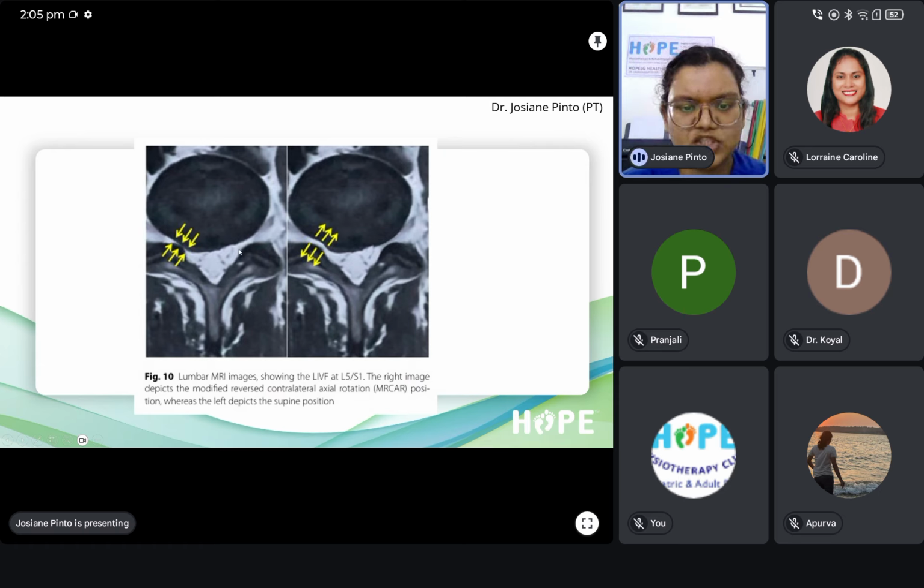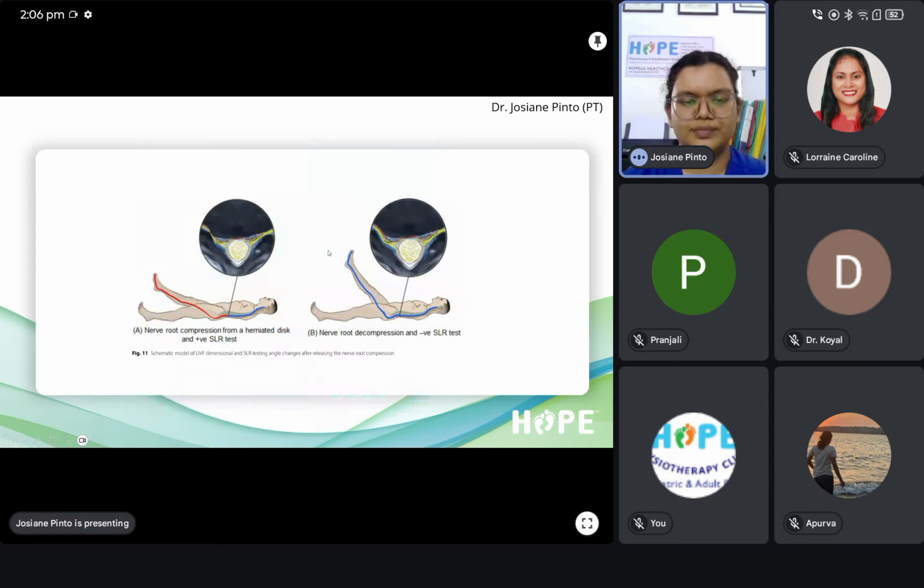These are the lumbar MRI images. This one is at the L5S1, and this image depicts the MRCAR position. So you can see there's not as much compression here as there is here. So it is reduced.